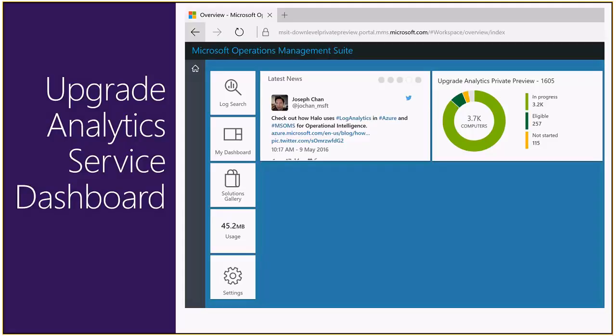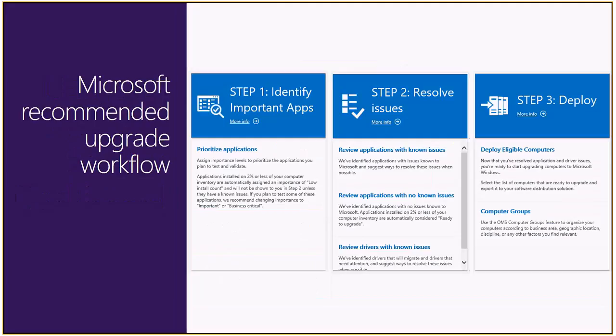So, the Upgrade Analytics service dashboard: you log on to the Operations Management Suite, and one of the first things you see once you enable it, on the right, is a little dashboard around Upgrade Analytics and what data is there. In this example, we have 3.7 thousand computers with data uploaded to Microsoft Operations Management for this tenant. There are 257 that are eligible for Windows upgrade, and 115 that have not started the analysis. So this is still going through an analysis piece, and then it gives you all the steps: step 1, step 2, step 3.